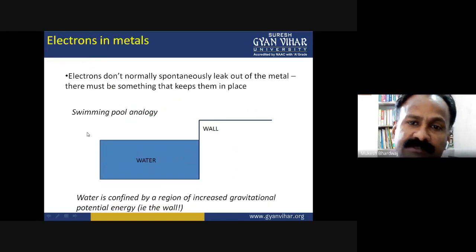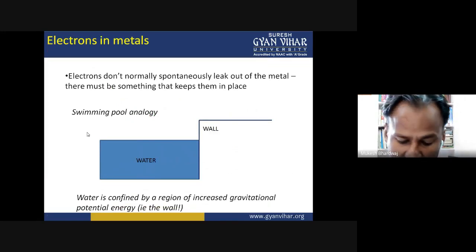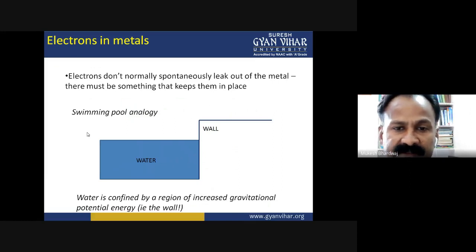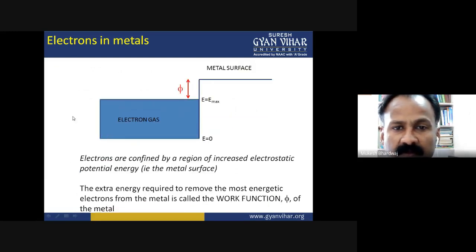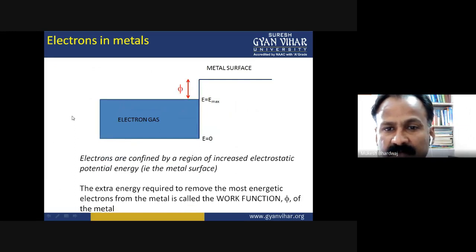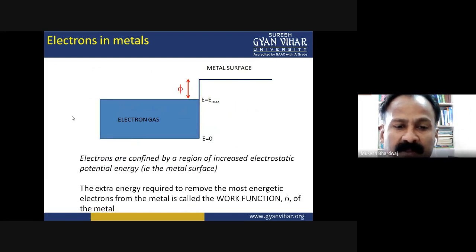Electrons do not normally spontaneously leak out of the metal. There must be something that keeps them in place. A swimming pool analogy: suppose water is there in a pool and the level of water is shown in this; water is confined by the region of increased gravitational potential, that is the wall. Electron gas: electrons are confined by the region of increased electrostatic potential, that is the metal surface. The extra energy required to remove the most energetic electrons from the metal is called the work function, phi, of the metal.